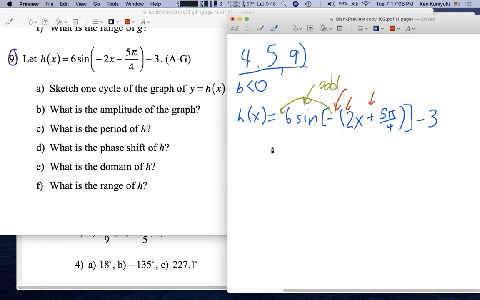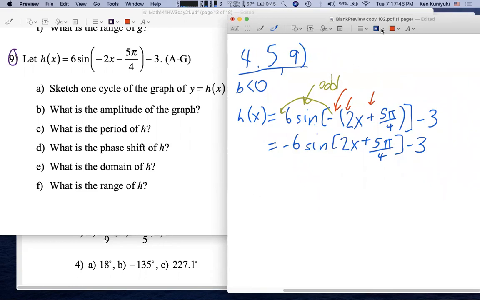All right. So then we get equals, the -1 factor pops out, we get -6 sine of, then these are both positive in here, 2x plus 5 pi over 4, all minus 3. Question so far? We're exploiting the odd property of sine. And then it's a standard Picapia problem.